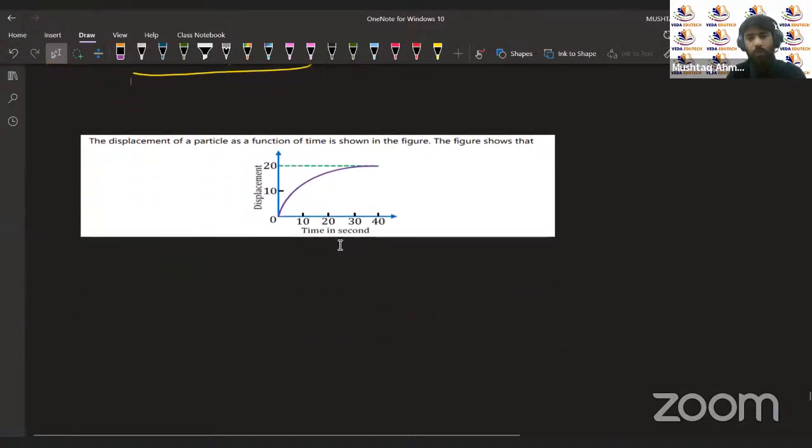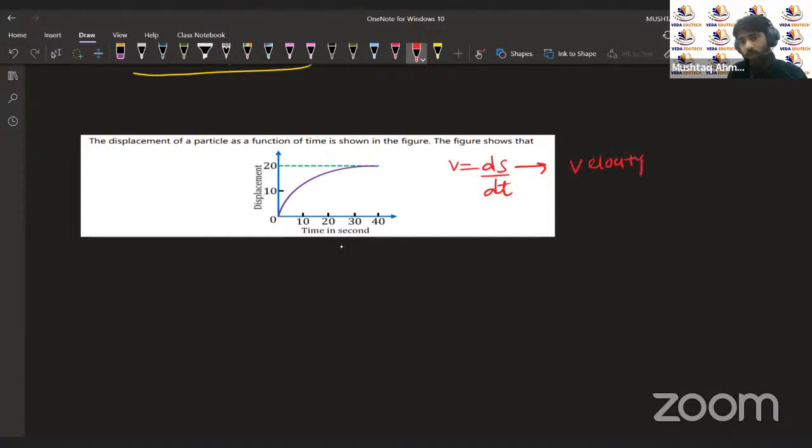So here we have problem number 1. This is the first question here. The question is: the displacement of a particle as a function of time is shown in the figure. So here we have been given a displacement versus time graph. We know that velocity is the rate of change of displacement over time, right? This is also the velocity.